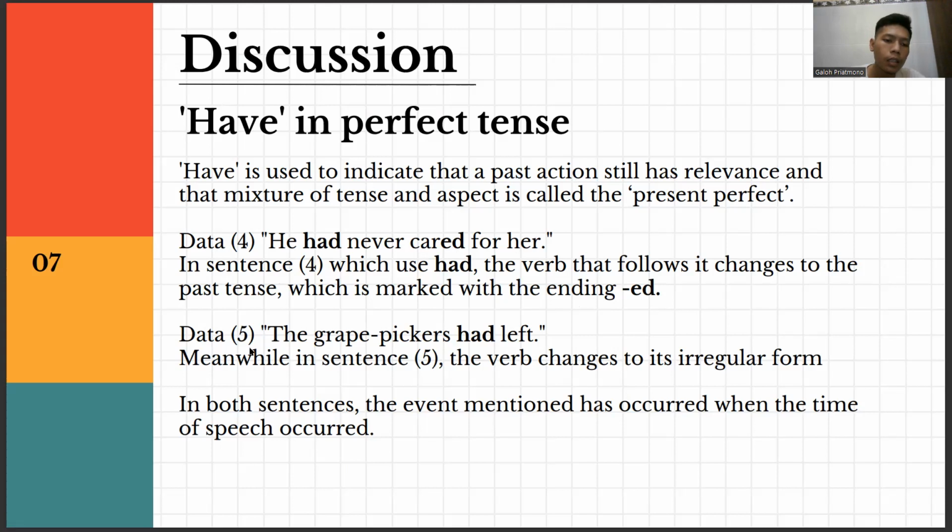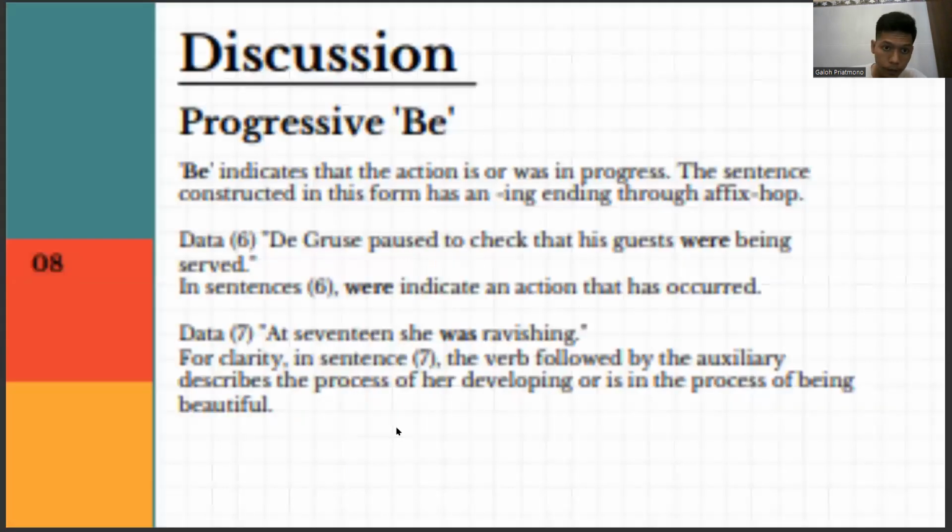The second data, in sentence 5, is: the grape pickers had left. Meanwhile, in sentence 5, the verb leave changes to its irregular form left. In both sentences, the event mentioned has occurred before the time of speech.